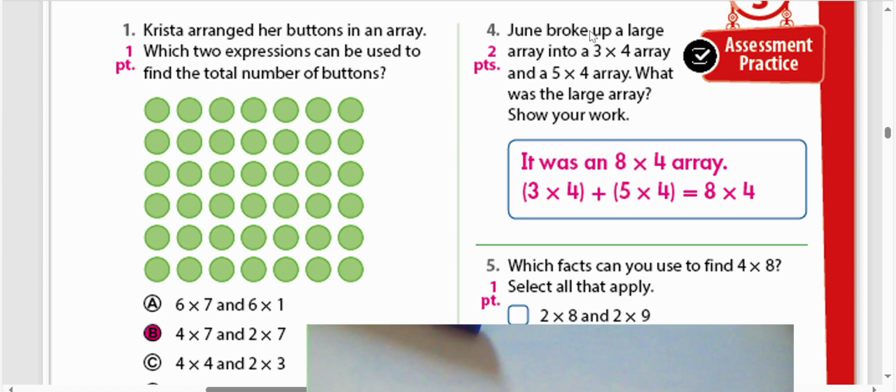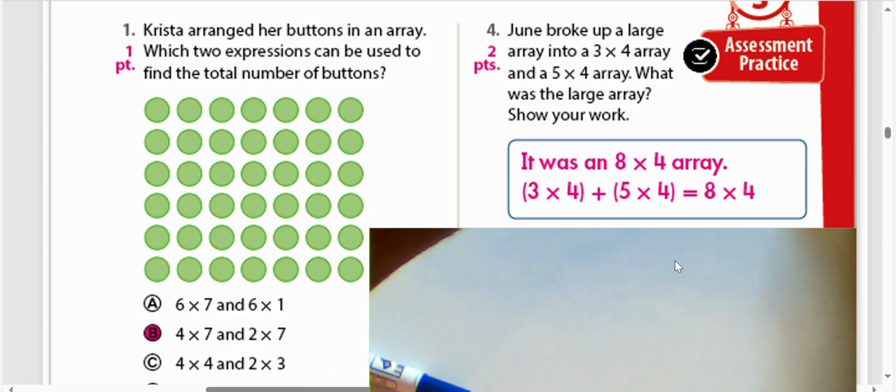Question number 4. John broke a large array into 3 product by 4 array and 5 times 4 array. What was the large array? We can add together 4 plus 4, 8, or 5 plus 3 equal 8. 8 times 4. So he gave us the inverse about the product between two numbers.